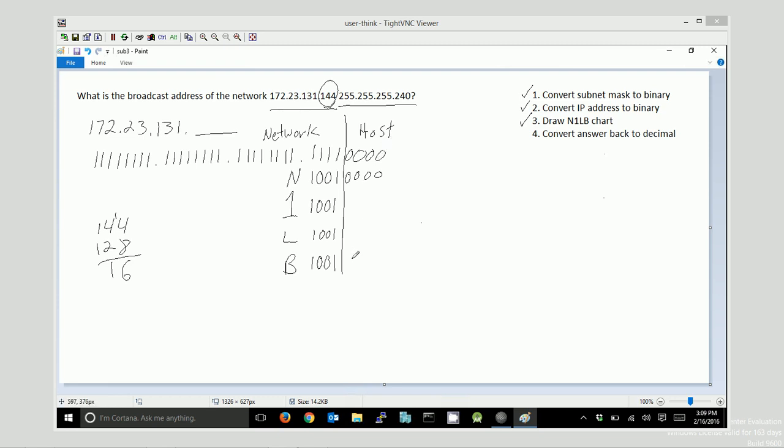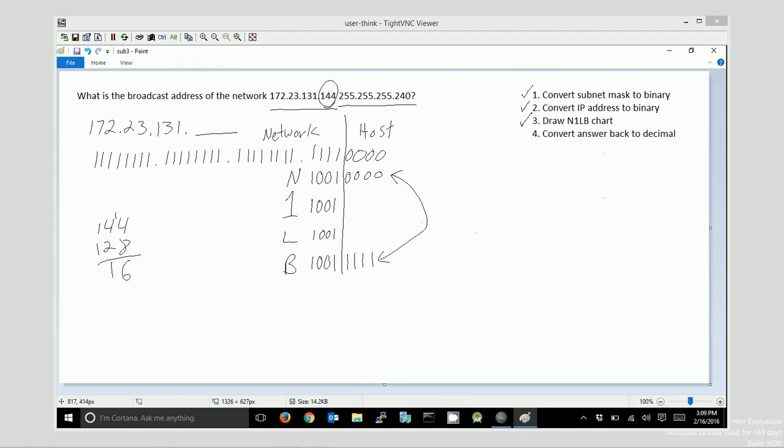Now, a broadcast address is always the very largest number you can make in the host portion. The network ID is always the smallest number you can make in the host portion. These are always opposites in the host portion. No matter how far that host portion goes, even if it's another octet, those will always be all 0s for the network ID and all 1s for the broadcast.